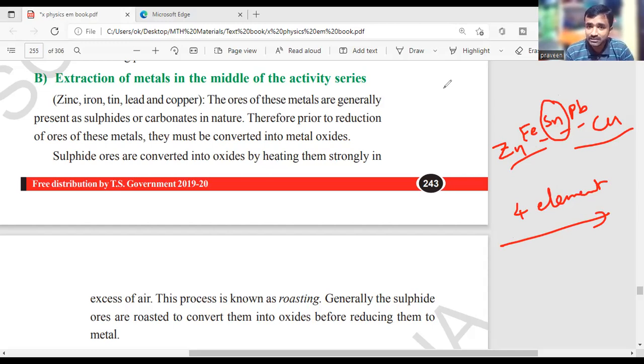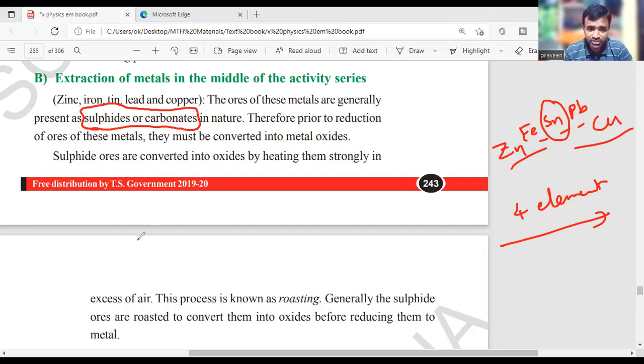So how to extract these metals from their ore? Here, we said, they are least reactive elements. They are available mainly in a sulfide form or a carbonate form. Majority of these ores are in the sulfide form or in the carbonate form.